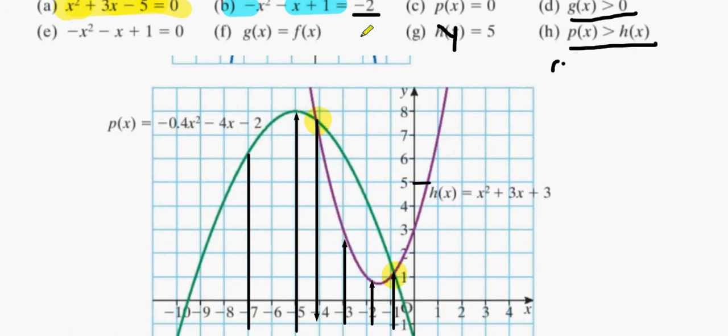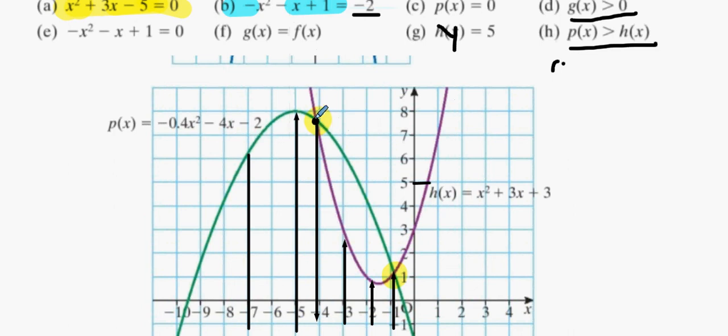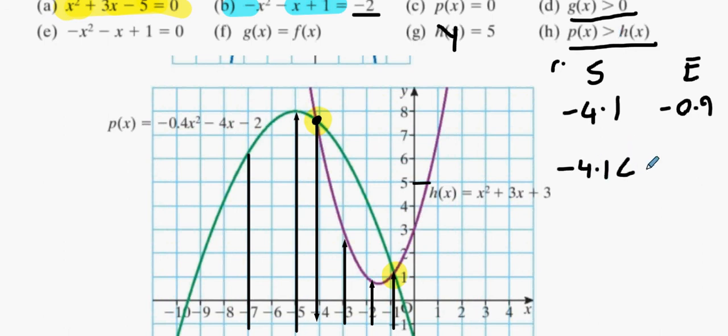So what did we say those two points were again? I don't think we did. Minus 4.1. And what about here? 0.9. Starts at minus 4.1, ends at 0.9. How do I write that in maths language? Minus 4.1 less than x, less than 0.9, all right?